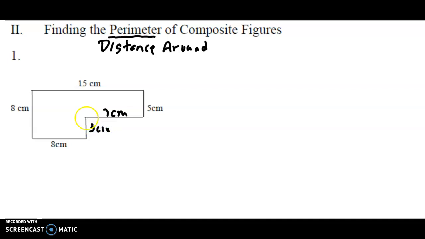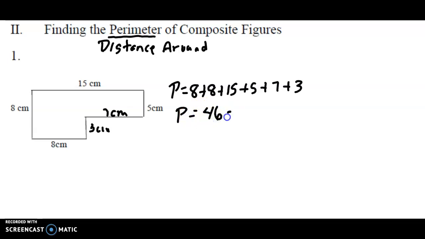And to find the perimeter, we're going to add up the distance all the way around the object. So P equals 8 plus 8 plus 15 plus 5 plus 7 plus 3. And we're going to add them up, and you're going to get 46 centimeters. And it is a linear unit, so there's no exponents on it, just regular units, because you are adding up lengths of sides. So that is the answer to number 1.